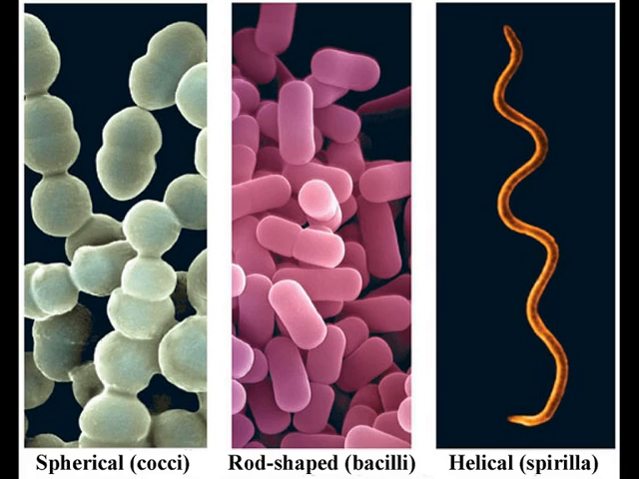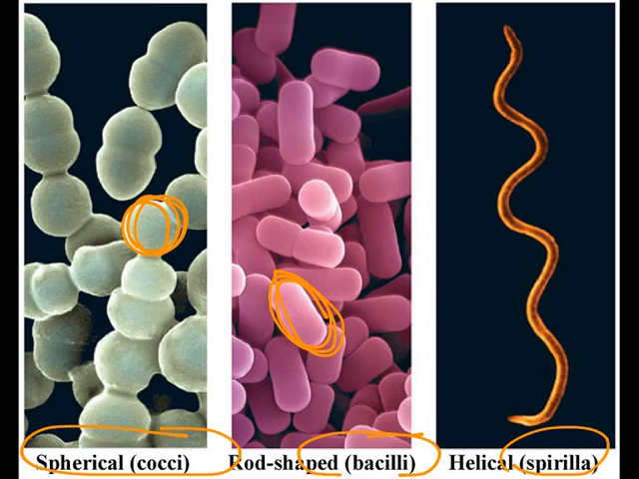If you notice down here, these names: cocci, bacilli, spirilla. Those are the three shapes. Cocci is round, like this. Bacilli is long like a hot dog. And spirilla has a shape like this, like a snake. Those are the three main shapes of bacteria. So what kind of bacteria is this? These are three different types of bacteria, and each has a different shape.